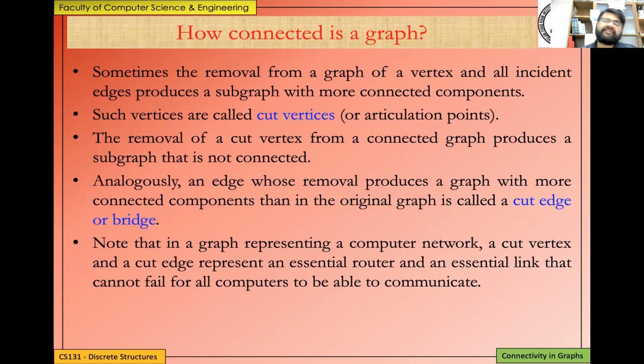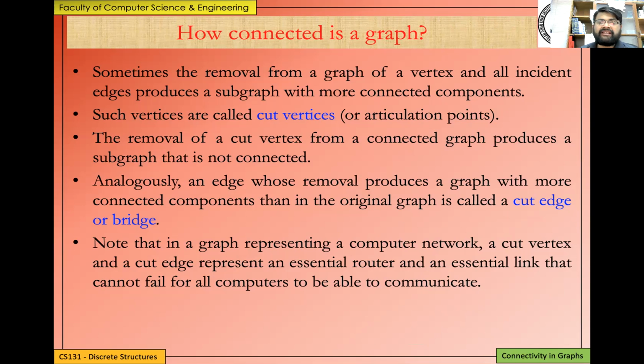If you remove this vertex as well as its connecting edges, it will divide the whole graph into two or more subcomponents, so subgraphs. The removal of a cut vertex from a connected graph produces a subgraph that is not connected. The subgraph itself is not connected.